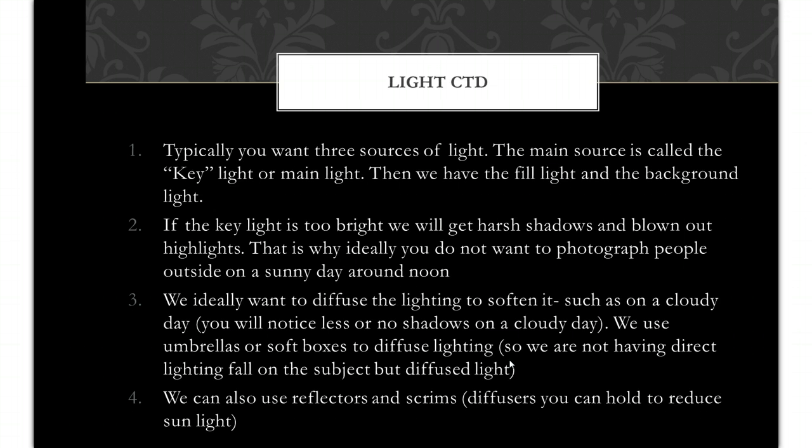We can also add reflectors in to bring back some of that light, or we can add a scrim, and a scrim is a device like a diffuser that we can put over somebody, for example, outside in the sun, that can again help to diffuse the sunlight hitting somebody. So there are various tools that we can use to soften that light down and make things look more pleasing.